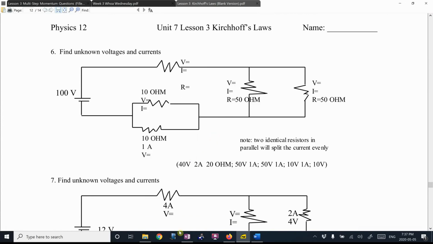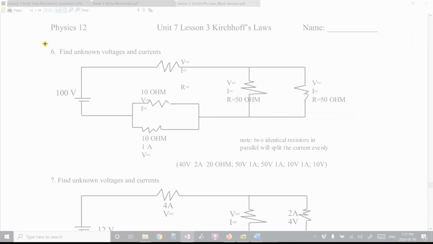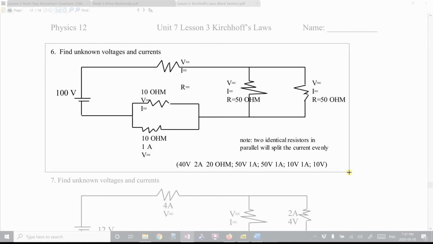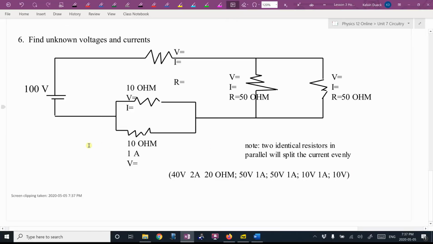Number 6. Ooh, this looks like a fun one. If I haven't mentioned already, I love solving circuits. These are like Sudoku puzzles to me. I find these very zen-like. Find the unknown voltages and currents. Step 1, label downhill.